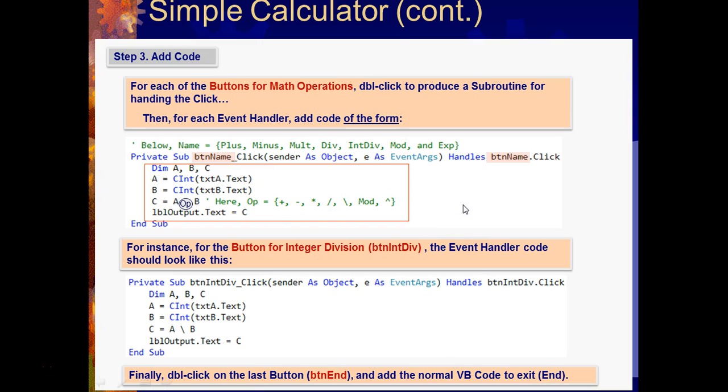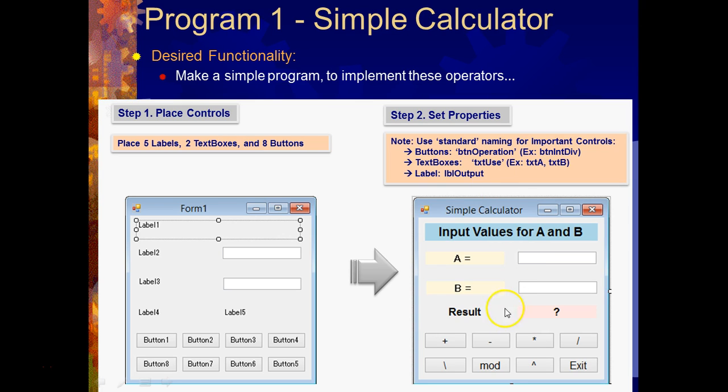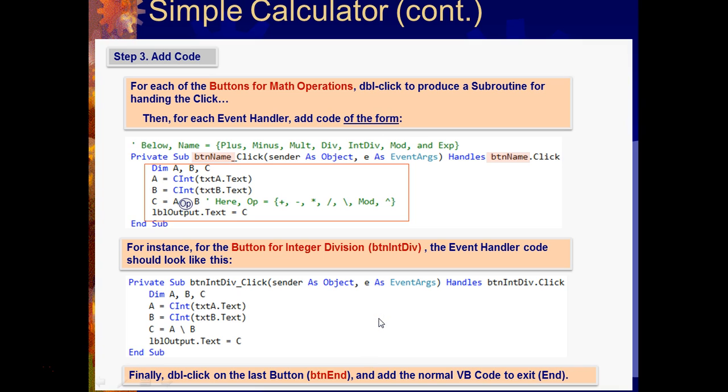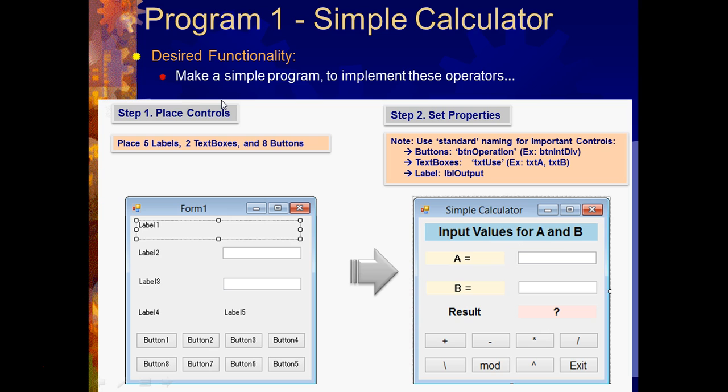Okay, so now we want to put in the code. So where do we want to put the code? Basically, we want to put in code for each one of these buttons. For each of the buttons for the math operations, double-click to produce a subroutine for handling that click. The user is going to put a number in here and a number in here, and then click these buttons and get some result to show up here.